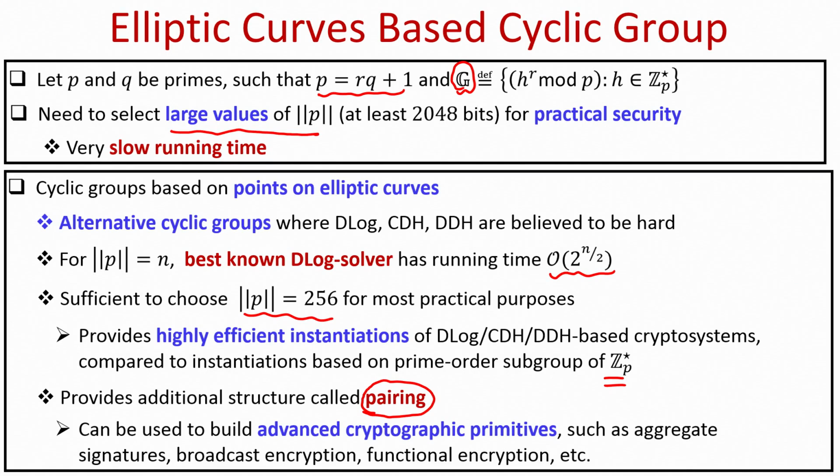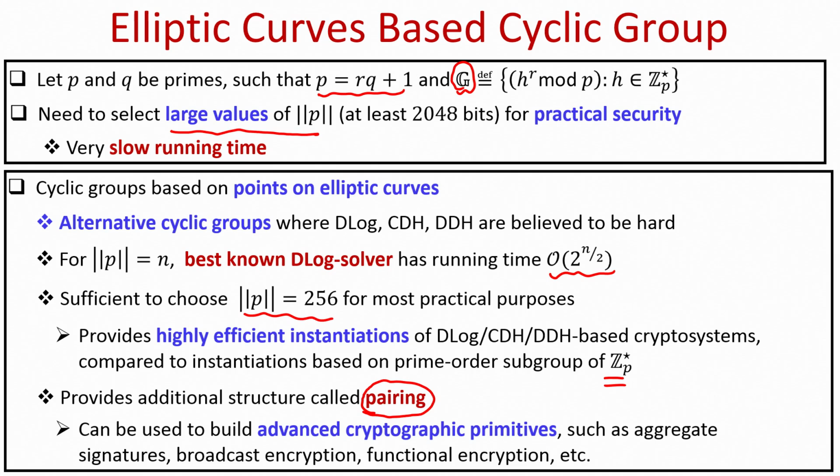Remember in the last lecture we had seen that if P and Q are primes where P is of the form R times Q plus 1, and if we take all the Rth residues modulo P, then the resultant set, which we denote as G, constitutes a subgroup of Zp star, and we can prove that this set G along with multiplication modulo P constitutes a cyclic group. However, for practical security we have to select very large values of this prime P, namely at least a 2048 bit prime, which ends up making the running time of the sender and the receiver very slow.